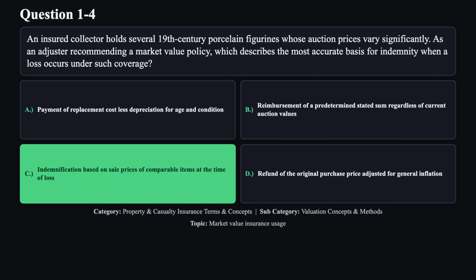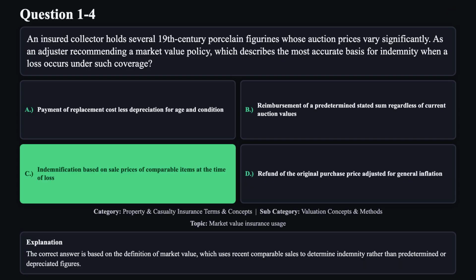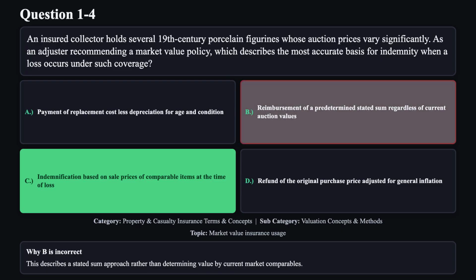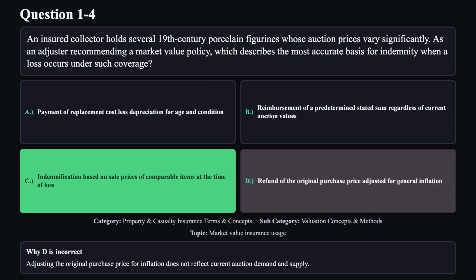The correct answer is C. The correct answer is based on the definition of market value, which uses recent comparable sales to determine indemnity rather than predetermined or depreciated figures. Reason A is not correct. This describes actual cash value, which subtracts depreciation rather than reflecting exchange value. Reason B is not correct. This describes a stated sum approach rather than determining value by current market comparables. Reason D is not correct. Adjusting the original purchase price for inflation does not reflect current auction demand and supply.